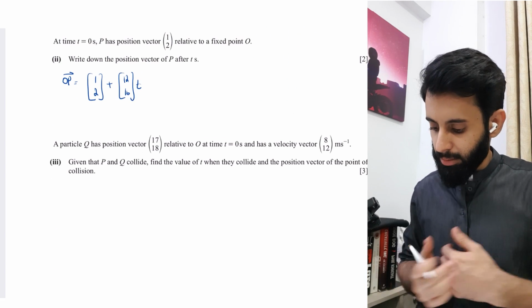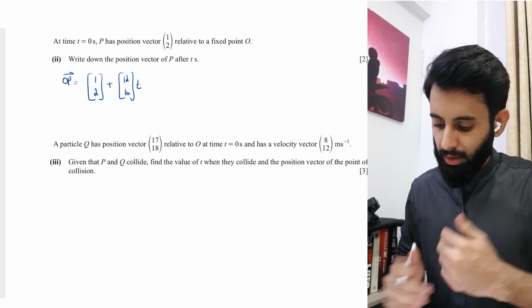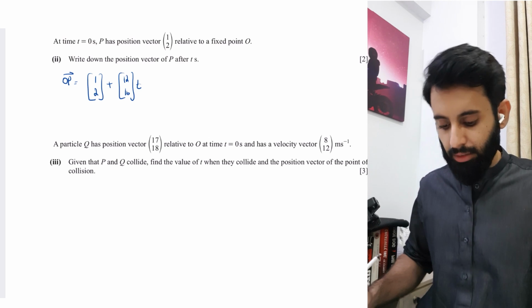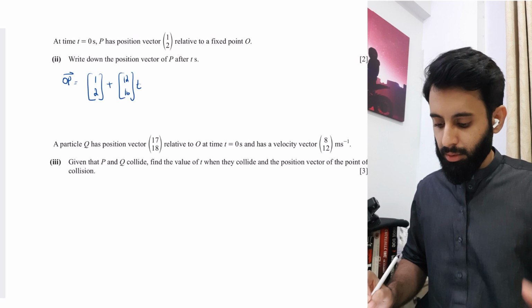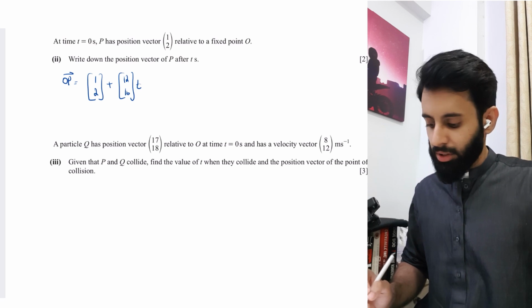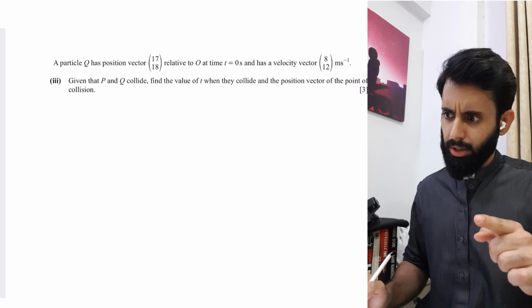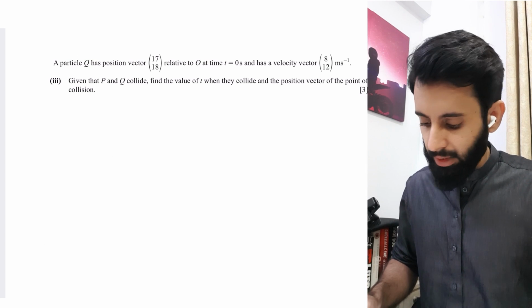Now here's part 3, which says a particle q has position vector (17, 18) relative to O at time t and has velocity vector (8, 12). Given that p and q collide, find the value of t when they collide and the position vector of the point of collision. I've done a question similar to this in the last video, if I remember correctly. So anyway, let's do this also.